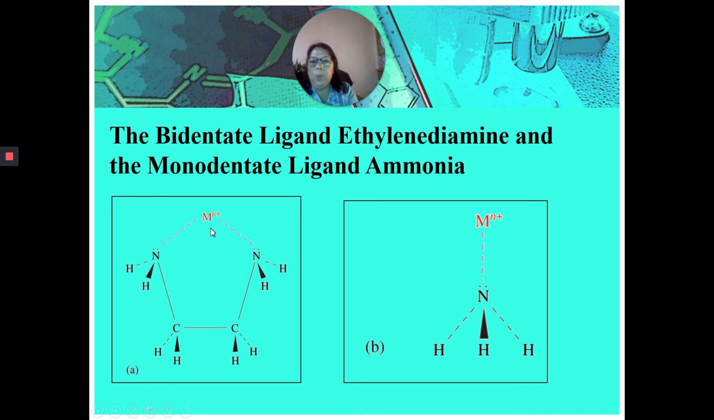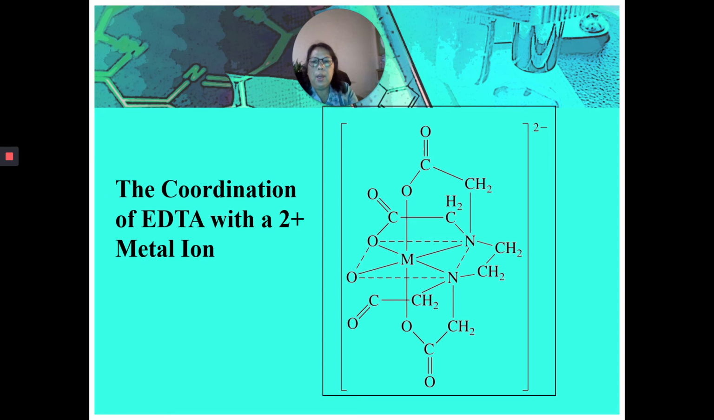Diamine means two amino groups or ammonia groups, a ligand of ammonia. And this is a monodentate ligand of ammonia. Okay? These are still examples, an illustration of how active your metals found in the transition group are.